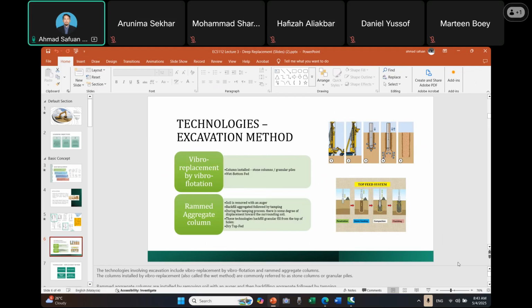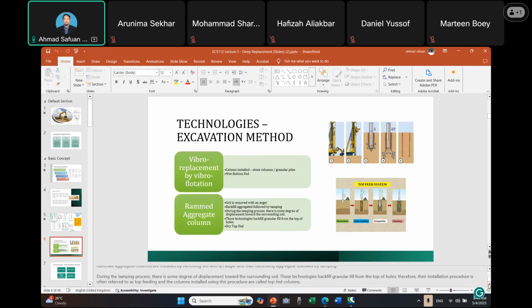then backfilling aggregate followed by tamping. During the tamping process, there is some degree of displacement toward the surrounding soil. This technology backfills ground fill from the top of the hole. Therefore, the installation procedure is often referred to as top feeding, and the columns installed using this process are called top feed columns.